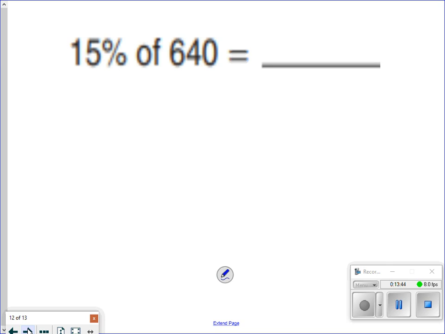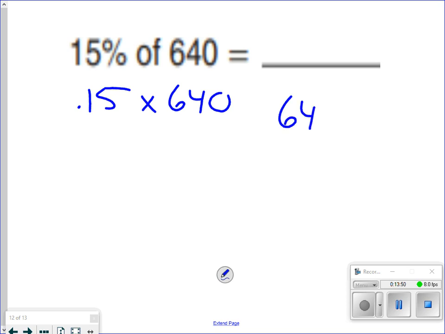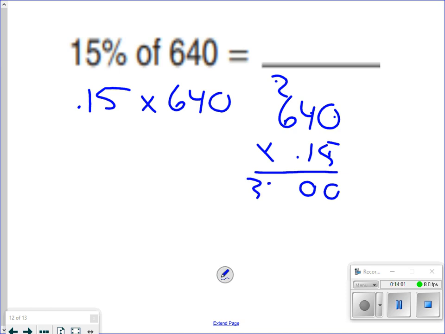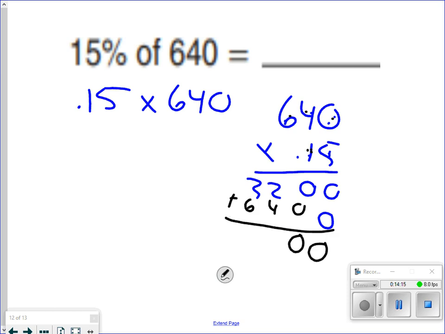15%. How would I write that as a decimal? 0.15 of 640. Let's work it out. 640 times 0.15. I multiply 5 times 0, 0. 5 times 4, 20. 5 times 6 is 30, plus 2 is 32. Place value holder. 1 times 0, I better erase this. Kind of cruising along here, kids. But you're doing great. 1 times 0 is 0. 1 times 4 is 4. 1 times 6 is 6. I'm going to add these things up. 0, 0, 6. 3 plus 6 is 9. How many numbers are behind a decimal? 1, 2. My answer is 96.